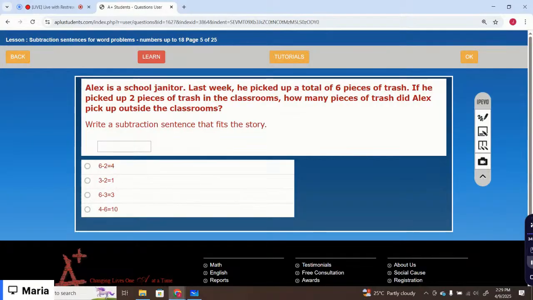That is six take away two equals four. Option number one is the correct option.